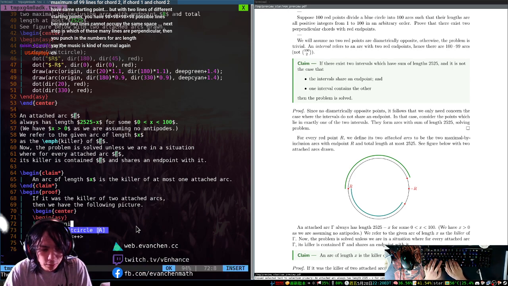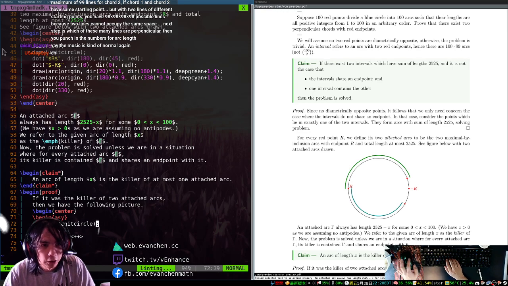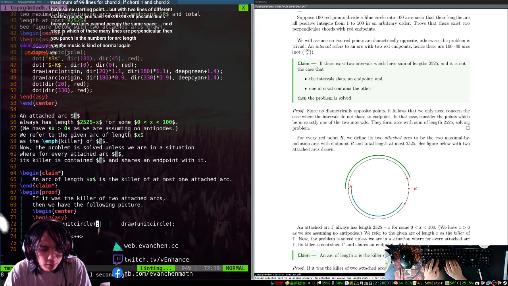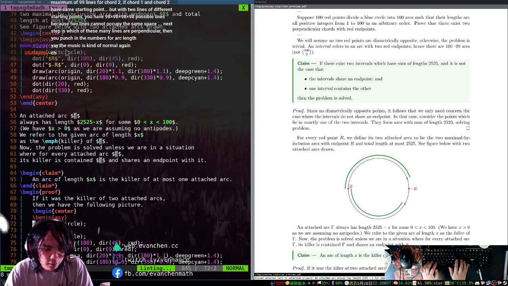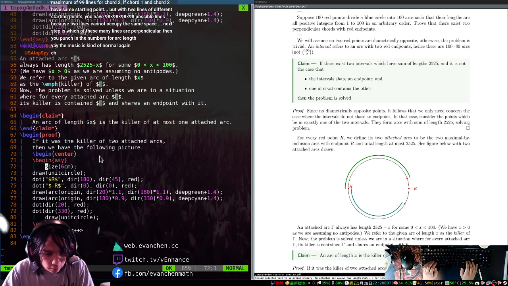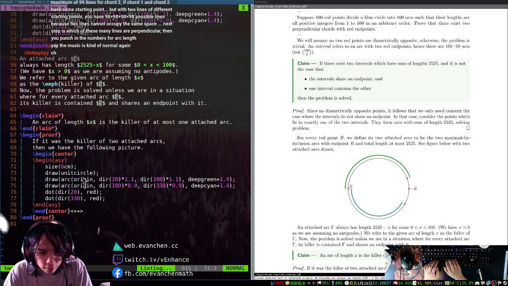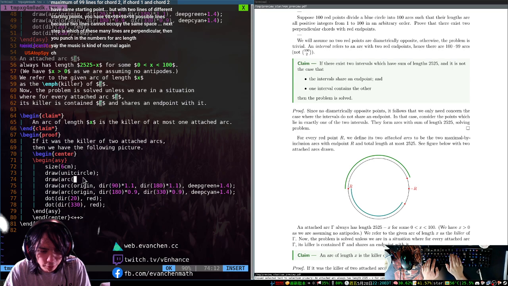So draw a unit circle. Alright, let me just copy this code. I think it's easiest. Spaghetti code. Good thing I'm never going to use it again. So we're gonna draw the arc from origin dir 50. Well, let's do 80. Deep red.